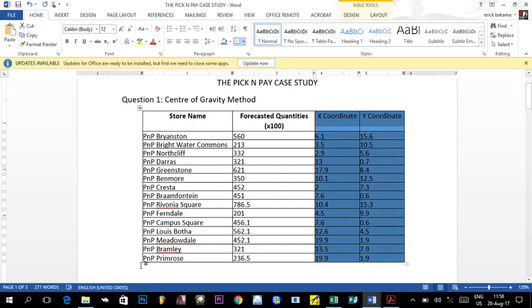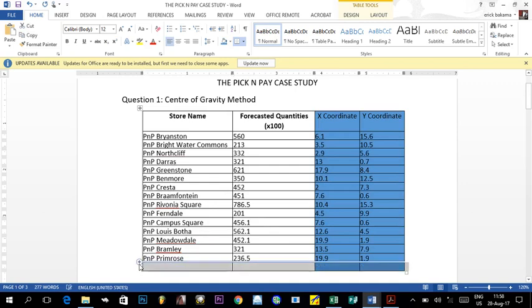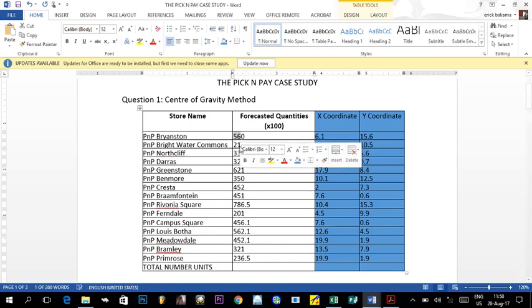But another important part is determining the total number of units. These are the total number of units that are being moved from one place to another. These are the shops that Pick and Pay owns, and these are the quantities for each and every store. What you need to do is take 560 plus 213 plus 332 and so on. You add all these values, and after adding them you're supposed to get something equal to 6,315.3. This is the total demand that you are expected to get.